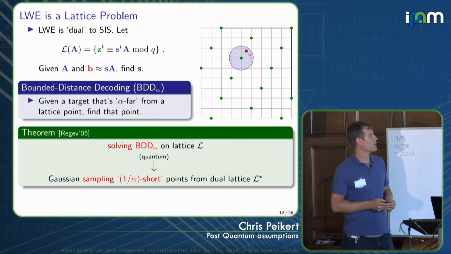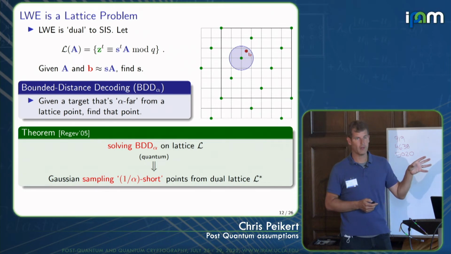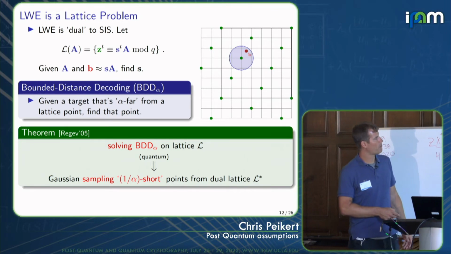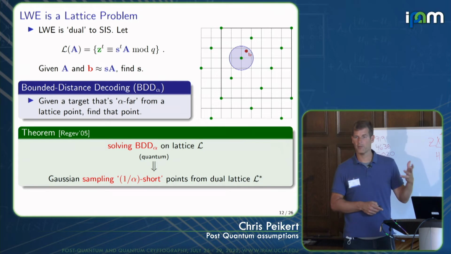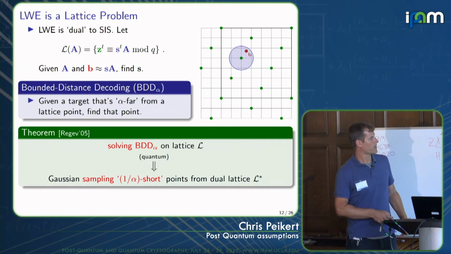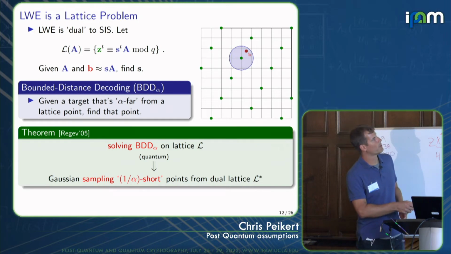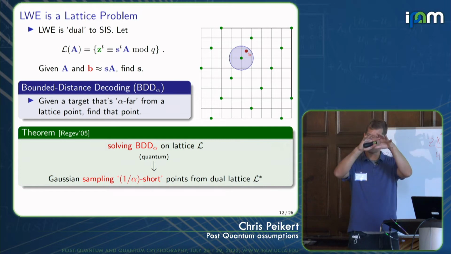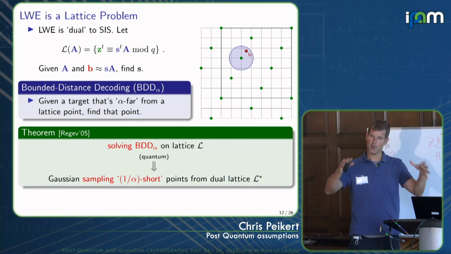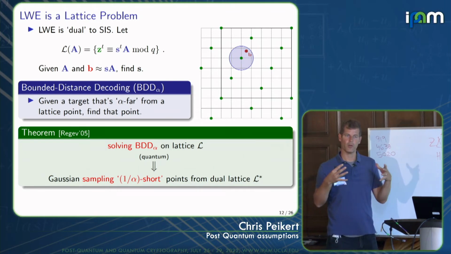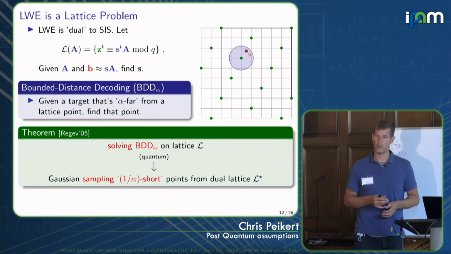I just want to mention the core theorem that Regev proved, and it's the core of the reduction. He shows that if you can solve BDD to some alpha fraction on a lattice L, then you can quantumly sample short lattice points from the dual lattice L star. Okay, so that is, if you can solve this thing, then you can sample from that nice discrete Gaussian I showed you before over the dual lattice. And sampling from a Gaussian in particular is sampling short vectors from that dual lattice.